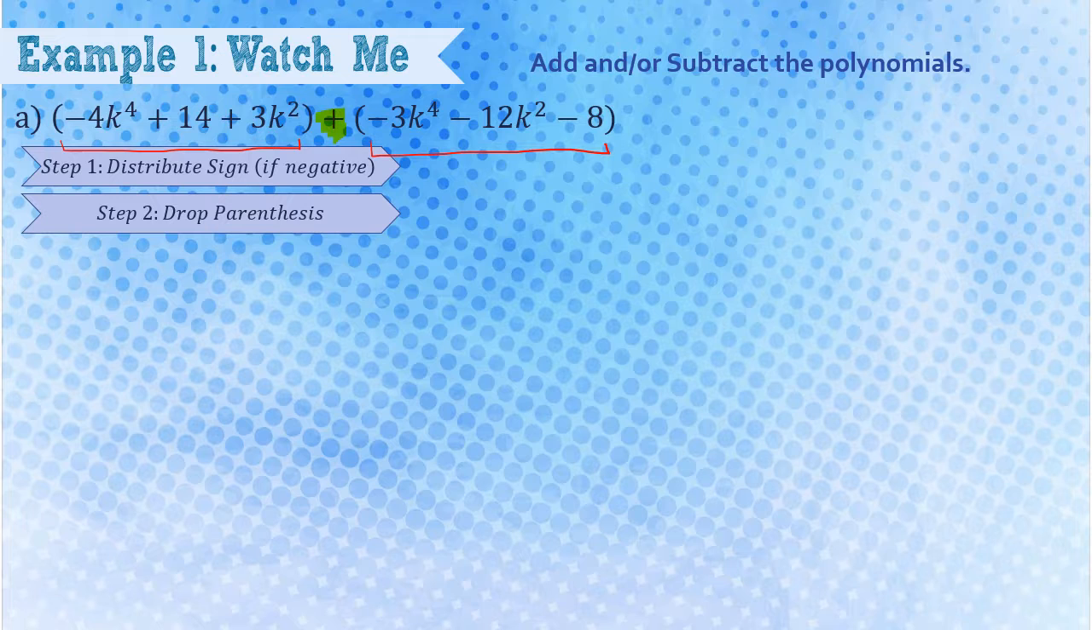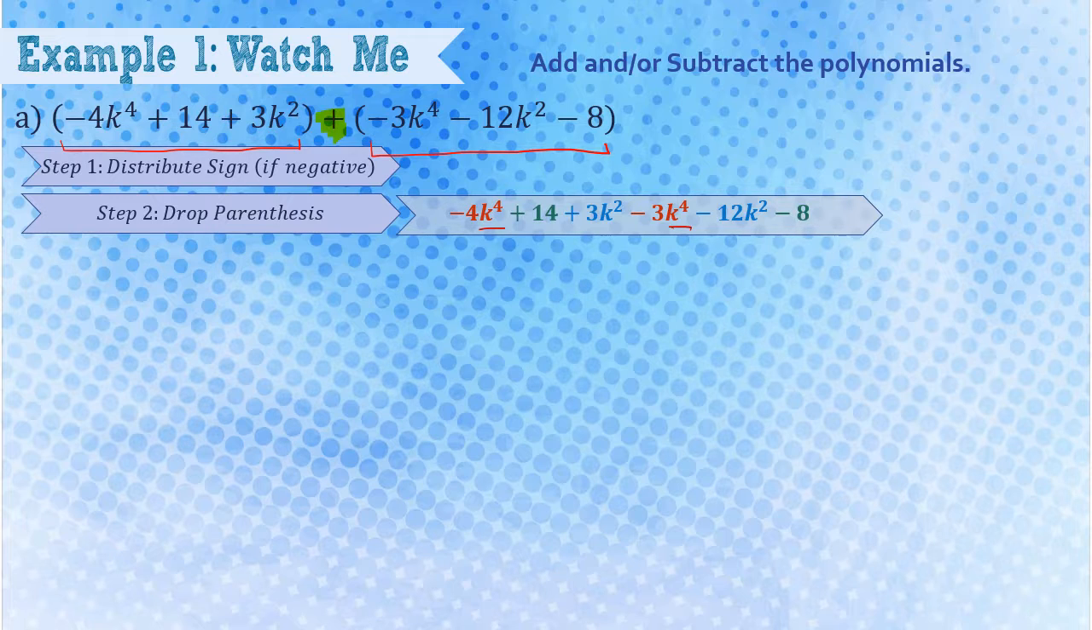So the next thing I want to do is to drop my parentheses. So I'm just going to rewrite my problem without the parentheses. I'm taking them away. Now you'll also notice here that I've color coded. So what I've done is I've taken a look at everything that is a like term. So here I have k to the 4th, and here I have k to the 4th. So those are like terms. I can add them together.